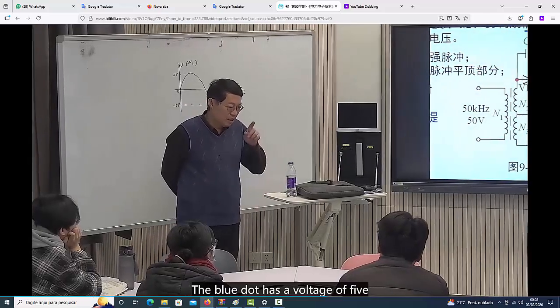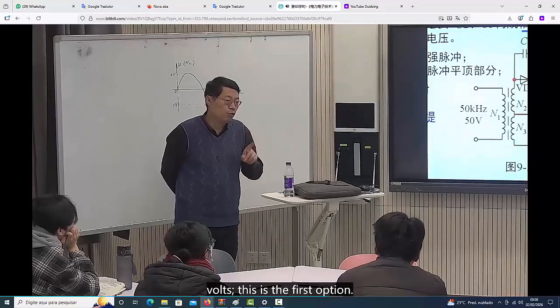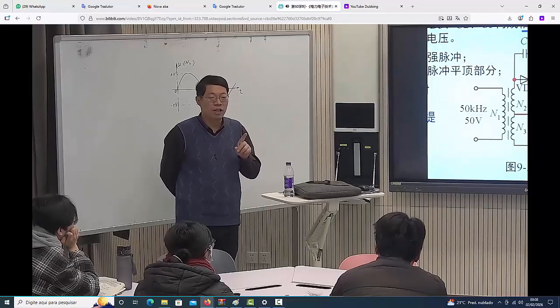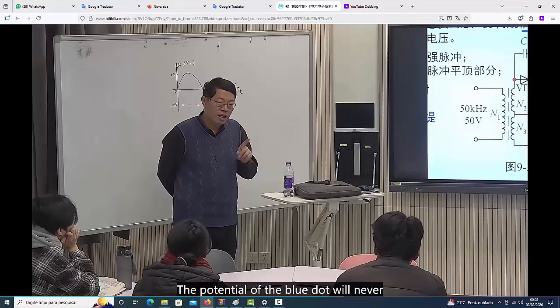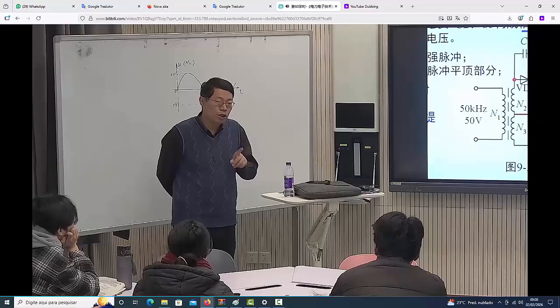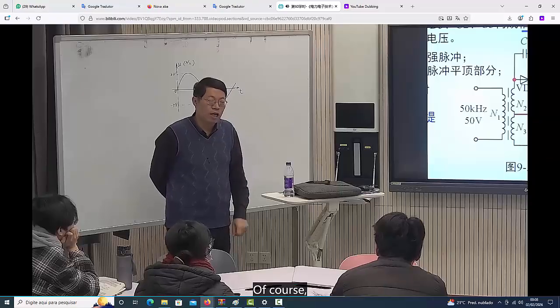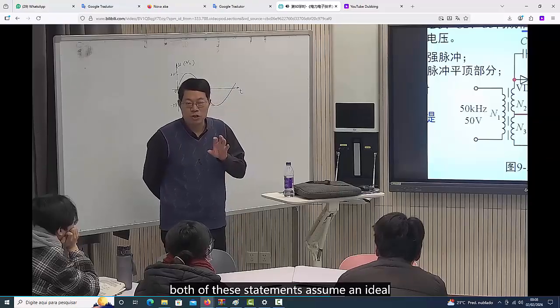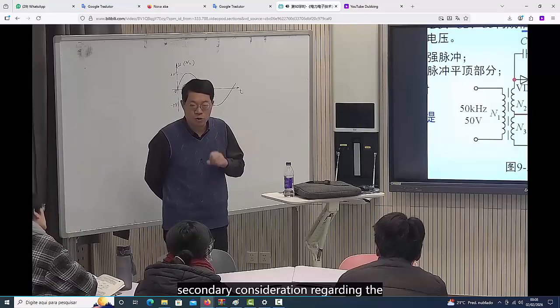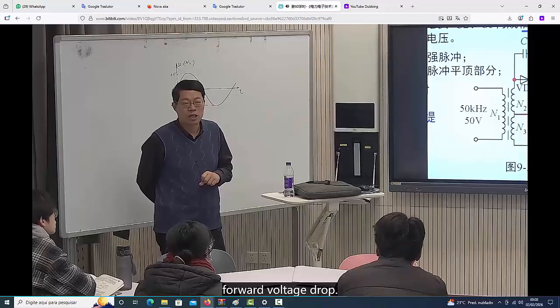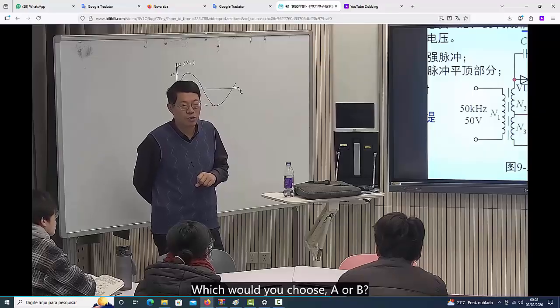The blue dot has a voltage of 5 volts. This is the first option. The second option: the potential of the blue dot will never be lower than 5 volts. Of course, both of these statements assume an ideal device and neglect the diode's forward voltage drop as a secondary consideration. Which would you choose, A or B?